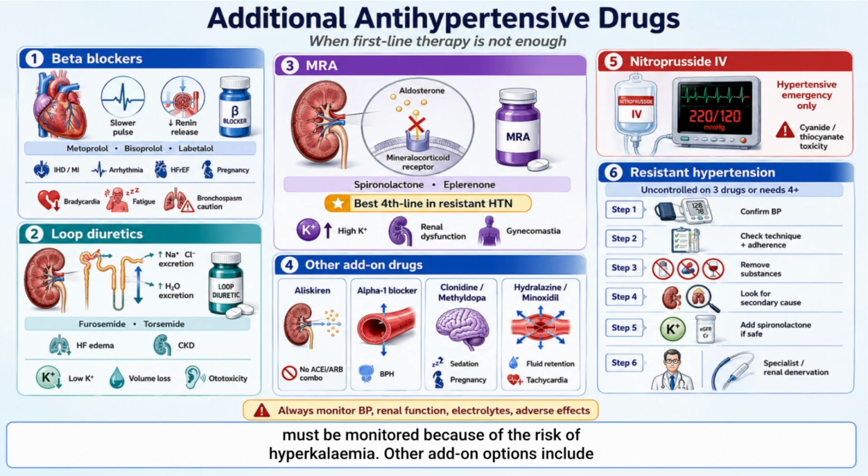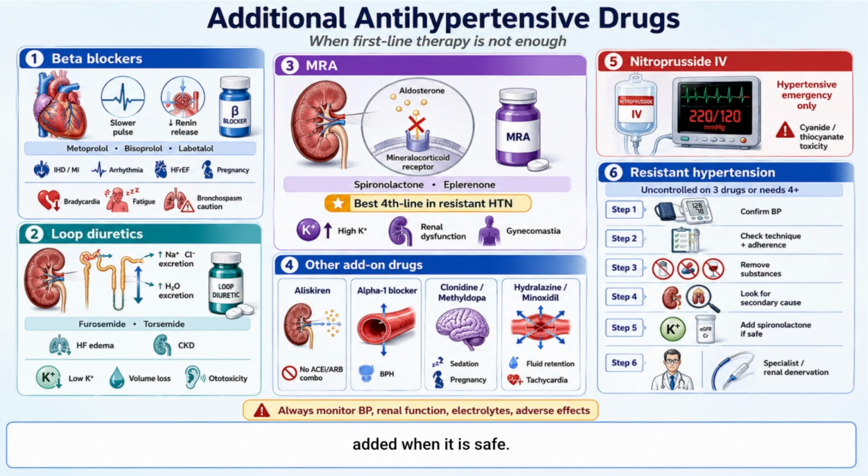Other add-on options include alpha blockers, central agents, and direct vasodilators, but their adverse effects often limit routine use. Intravenous nitroprusside is reserved for selected, closely monitored hypertensive emergencies. Before diagnosing resistant hypertension, confirm the blood pressure, check technique and adherence, remove interfering substances, and look for secondary causes. If true resistance remains, spironolactone is often added when it is safe.